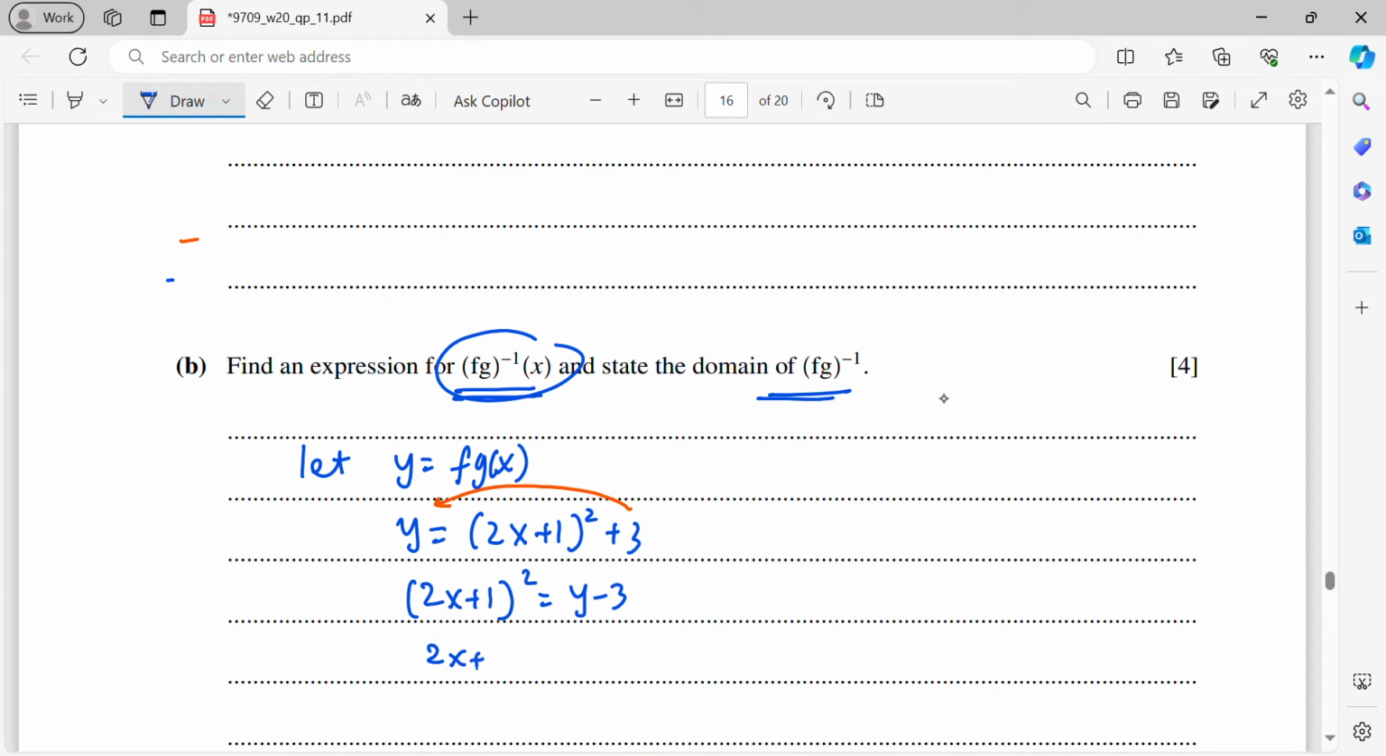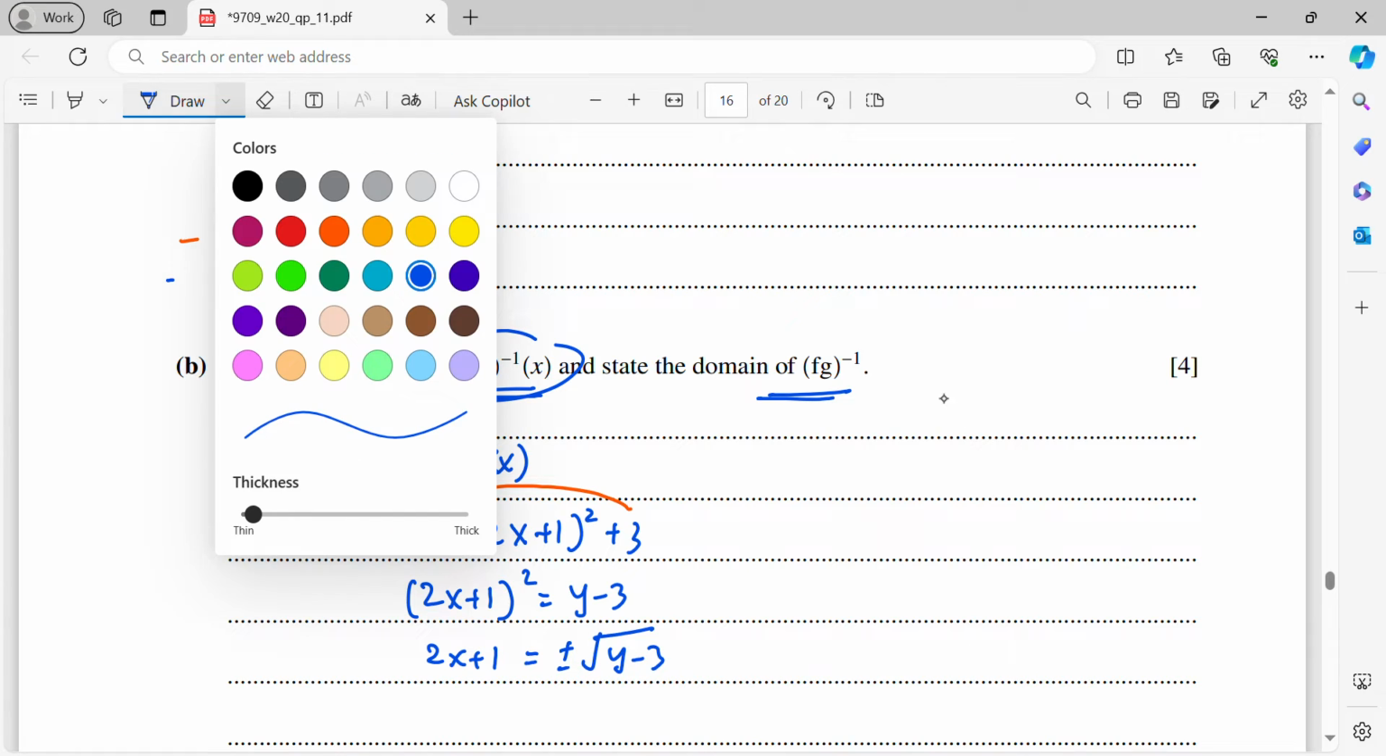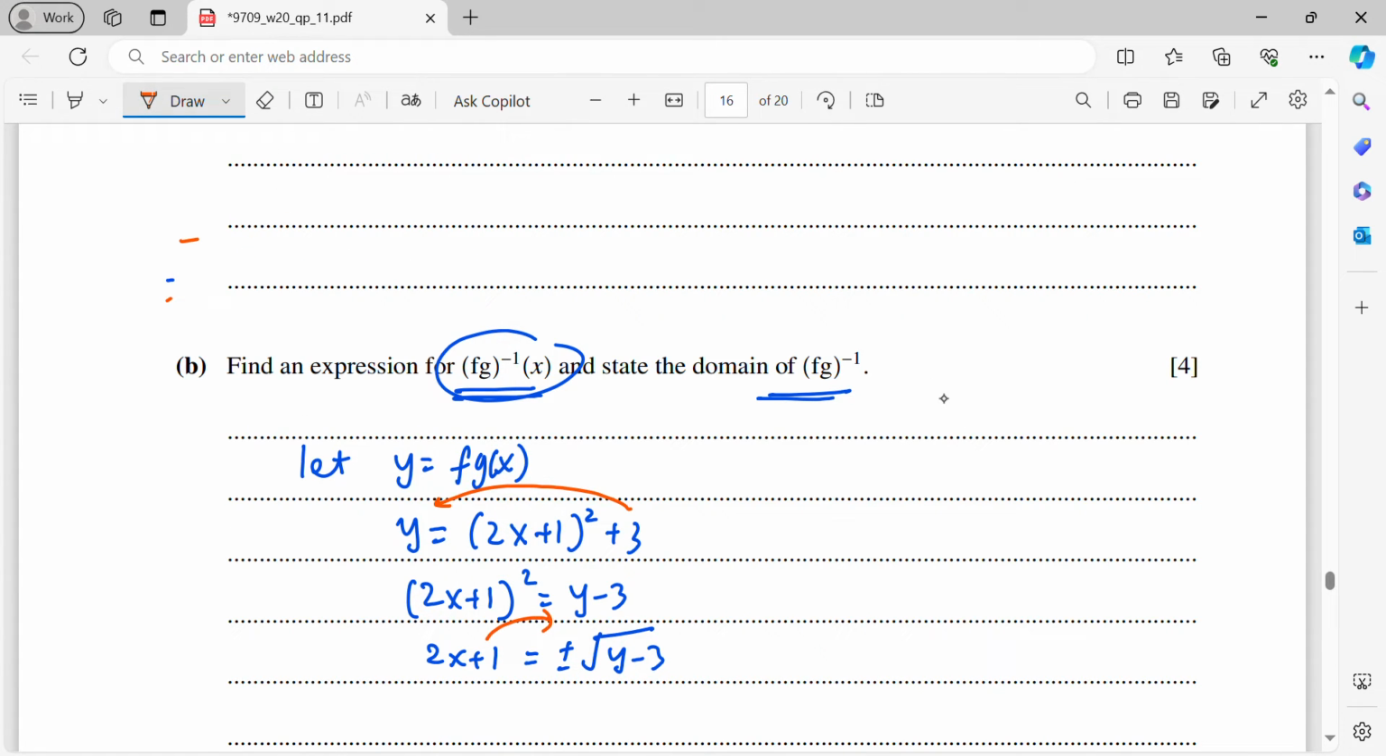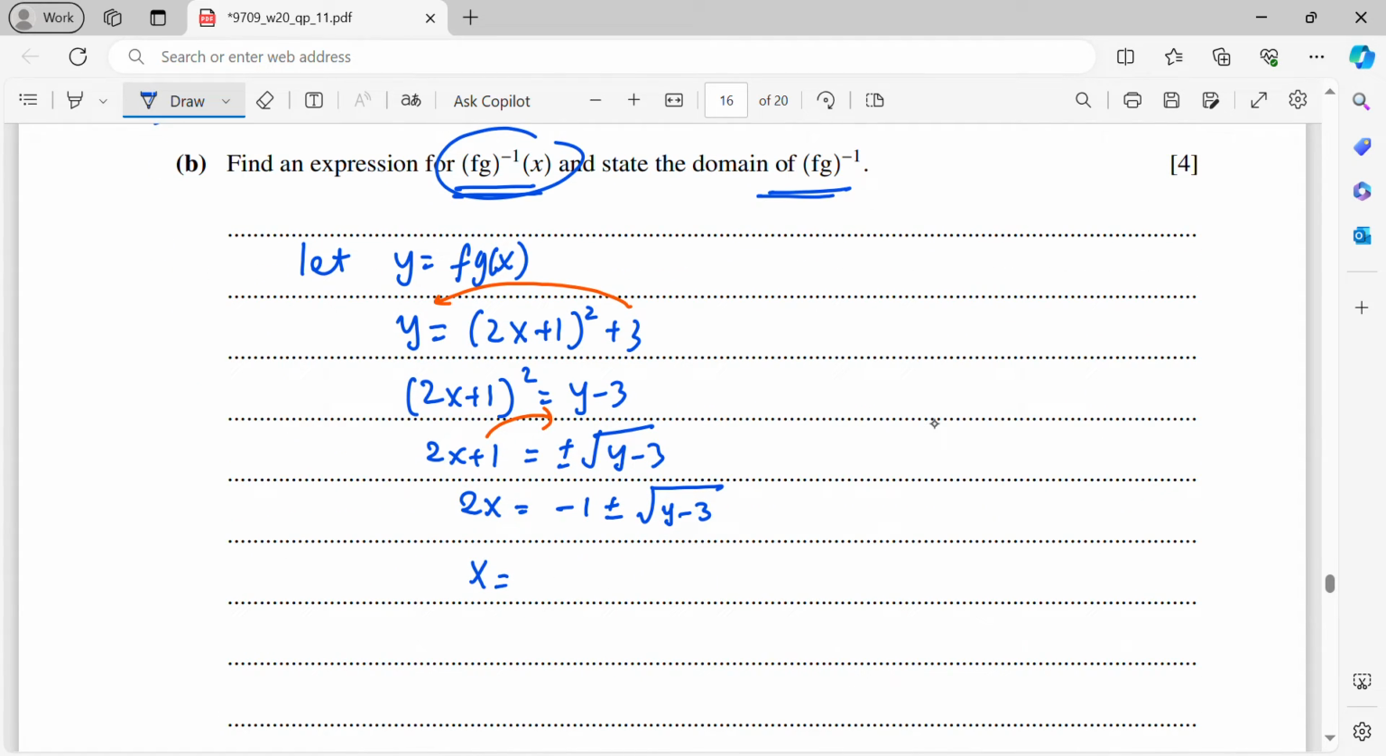So now my 2x plus 1, eliminate the square by taking plus minus square root of the other side. Then the plus 1 will be moved to the other side, becomes minus 1. So I will get 2x equals minus 1, plus minus square root of y minus 3 first. Then my x, it will be minus 1. Now here I will have to decide whether I choose plus or minus. Now, this whole expression is the range of the fg inverse later on.